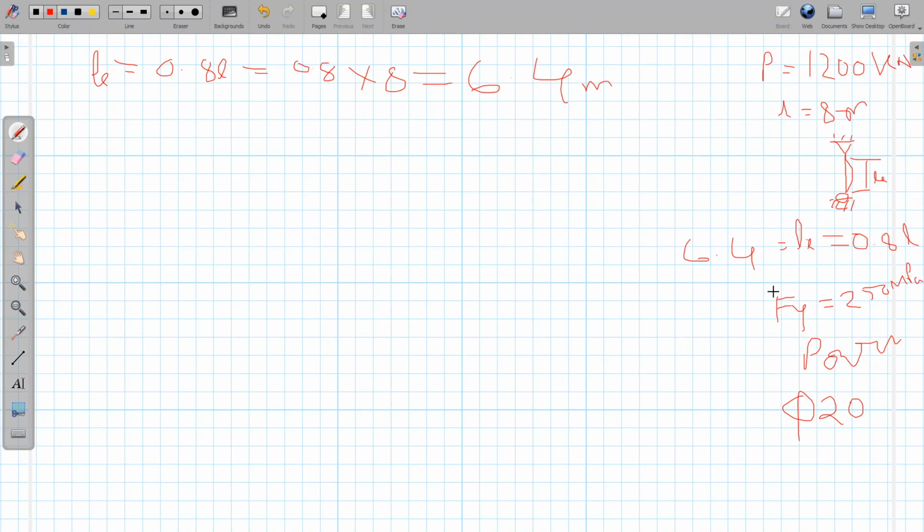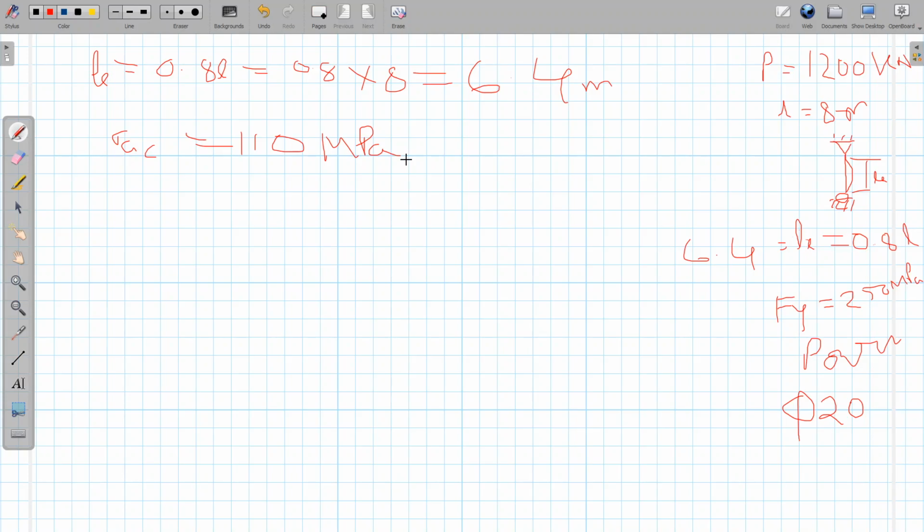Next part: if you remember the design steps, I said that when we are using a single section and the load is very less, we assume an initial permissible compressive stress of around 80 MPa. When we have a higher load, meaning we are going for a built-up section, we assume an initial permissible compressive stress of 110 MPa. So initially we assume permissible compressive stress sigma SC equal to 110 MPa. Fine, this is my initial assumption.